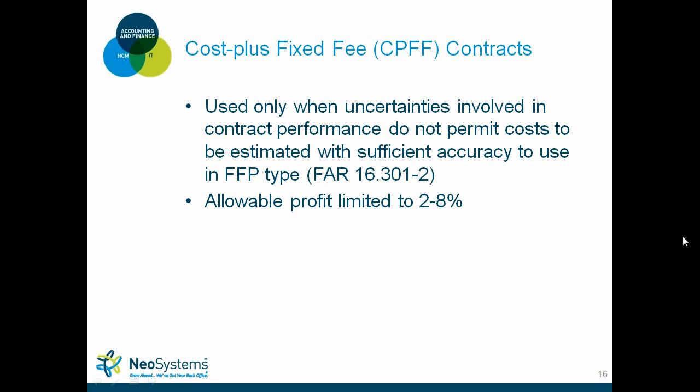Again, we'll talk about profit. Literally, on the cost plus fixed fee type work, your profit is limited between 2 to 8%. So any type of overrun in your indirect rates really shrinks and puts you as a contractor at risk for very minimal profit or no profit at all.